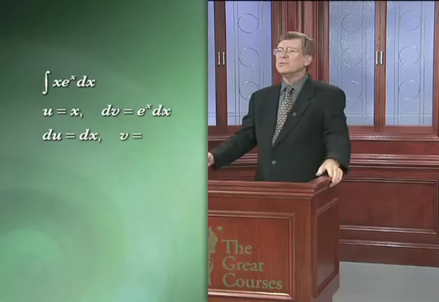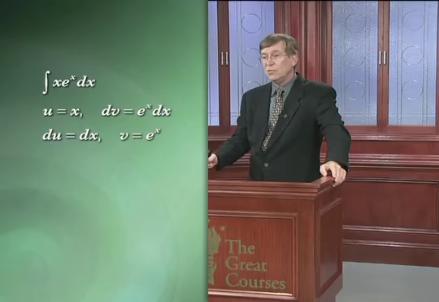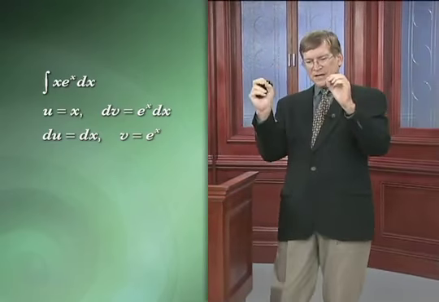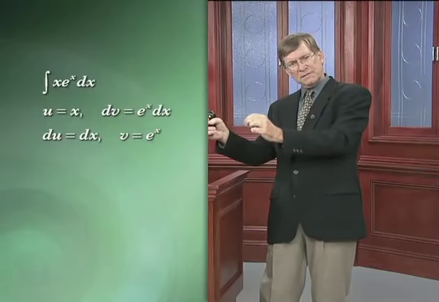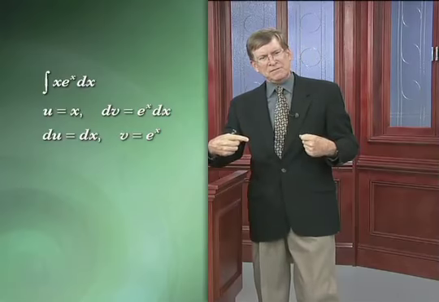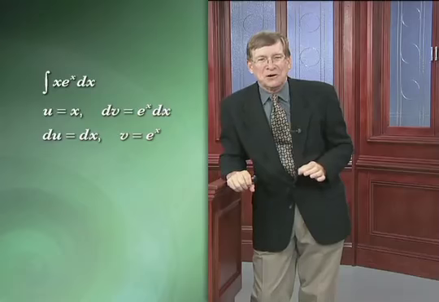And the antiderivative of e to the x is, of course, itself. So v equals e to the x. So those are the substitutions. Identify u, identify dv, differentiate u, integrate dv, and now plug it into the formula. And a miracle is going to occur.